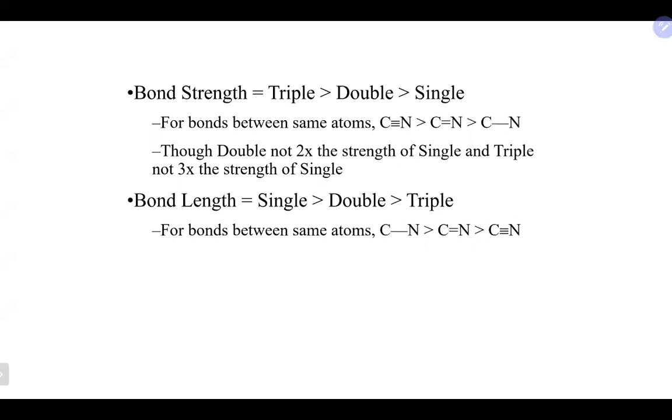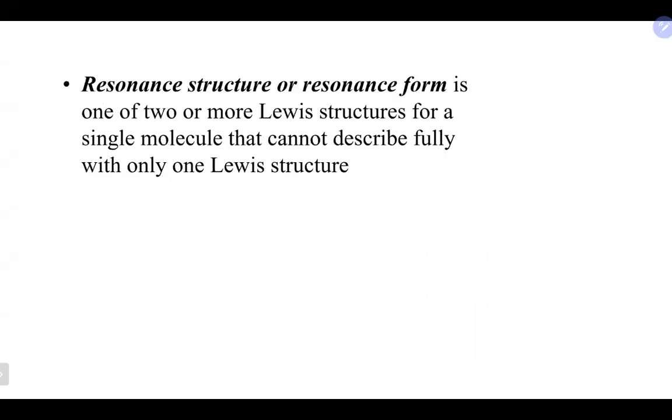It's not like a double bond is twice as strong as a single bond or anything like that, but that's the general trend that you see. Triple bond is strongest, followed by double, and the single bond being the weakest of them all.